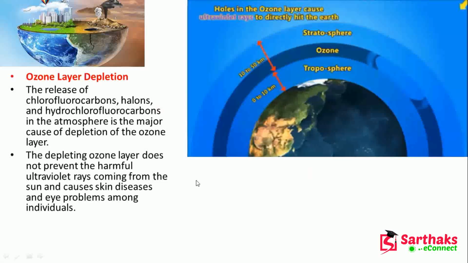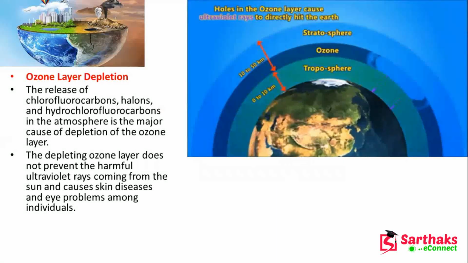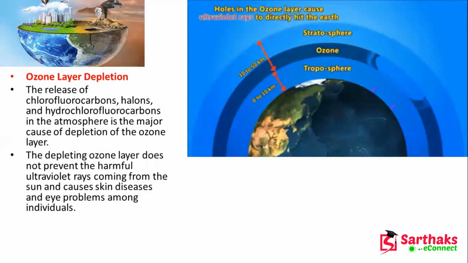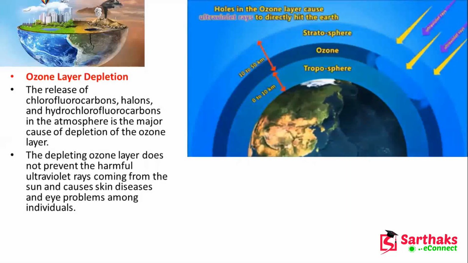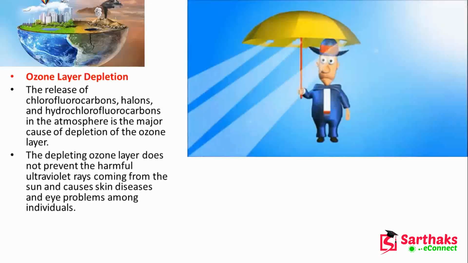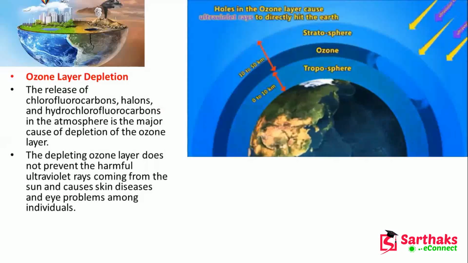Here you can see in this picture that the ozone layer protects us from different types of ultraviolet rays and different types of hazards also. So here in the ozone layer depletion, the release of the chlorofluorocarbon, that is the CFC.